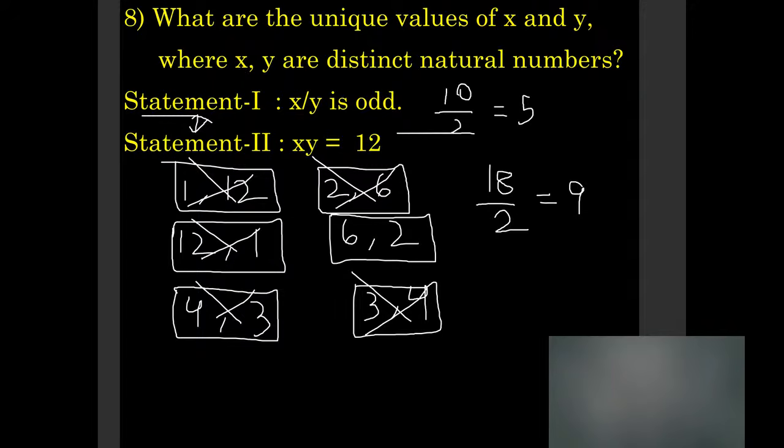Now if you check the first statement, x by y is odd, it is satisfied. xy is equal to 12, it satisfies the second statement also. So the values of x and y are 6 comma 2. Now as we are getting the x and y values, the answer for this one is both 1 and 2 are required. After combining both statements 1 and 2, we got the answer. So the answer for this one is both 1 and 2.